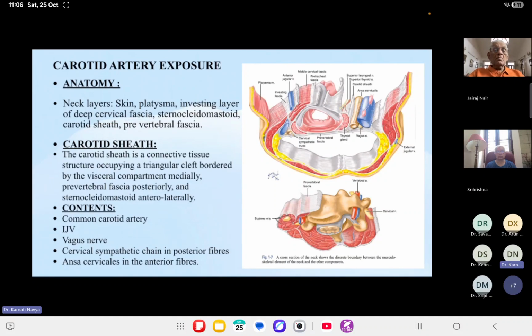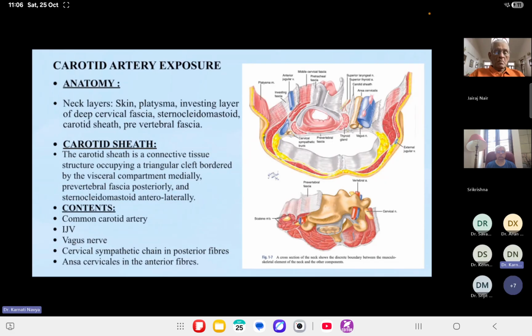The anatomy: the layers are skin, platysma, the investing layer of deep cervical fascia, sternocleidomastoid muscle, then comes the carotid sheath, and posteriorly the prevertebral fascia. The carotid sheath is the connective tissue structure occupying a triangular cleft bordered by the visceral compartment medially, the prevertebral fascia posteriorly, and the sternocleidomastoid muscle anteriorly.